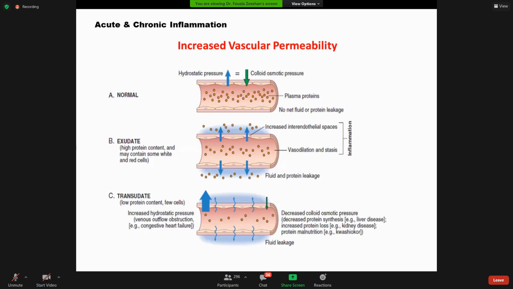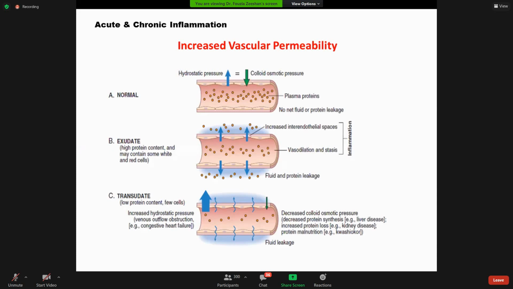So what happens when there is increased endothelial spaces and the vasodilation occurs? The proteins and the fluid leak outside the vessel, and the colloid osmotic pressure decreases, whereas there is increase in hydrostatic pressure. Whenever there is high protein content outside the vessels, in extracellular spaces, it is called exudate, and when there is low protein content or increased hydrostatic pressure, that is called transudate.